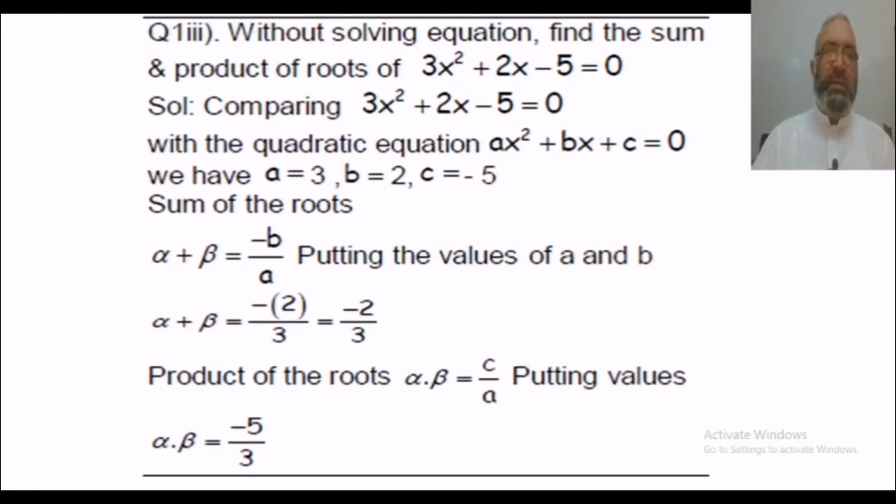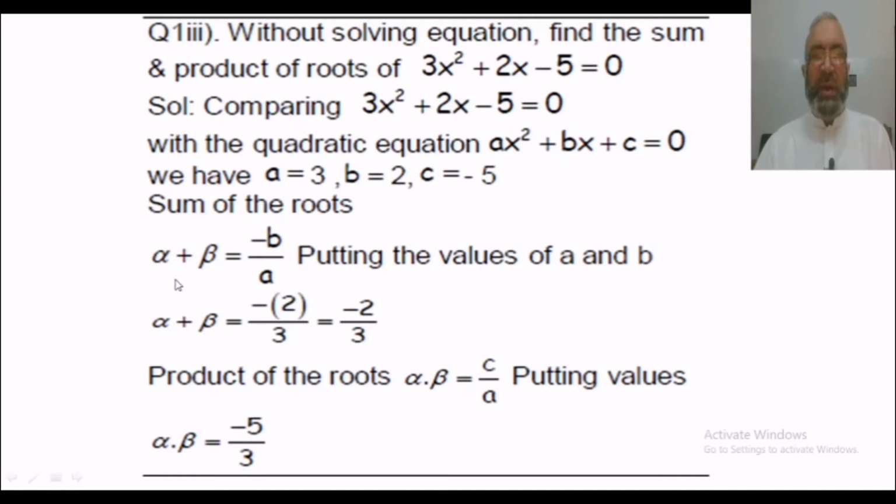The same method, question 1, part 3. Without solving the equation, find the sum and product of the roots of the quadratic equation 3x square plus 2x minus 5 equal to 0. So comparing the given quadratic equation with the standard form of quadratic equation, we have a is equal to 3, b is 2 and c is minus 5.